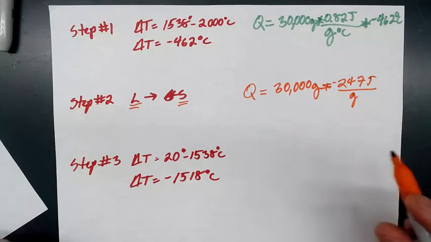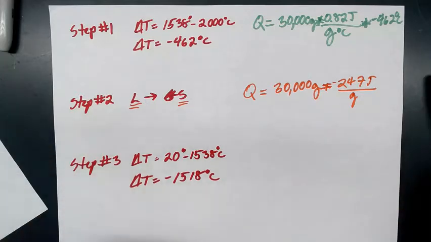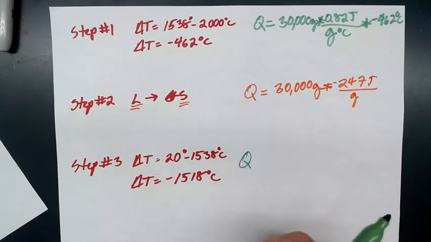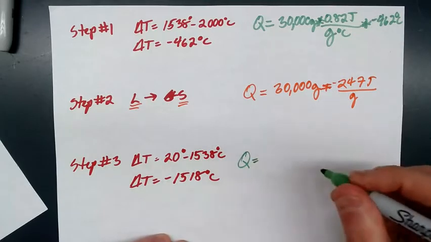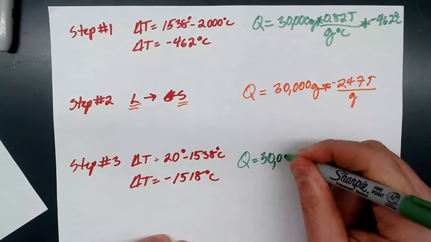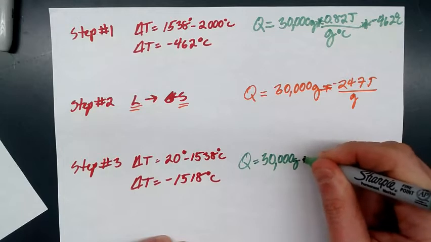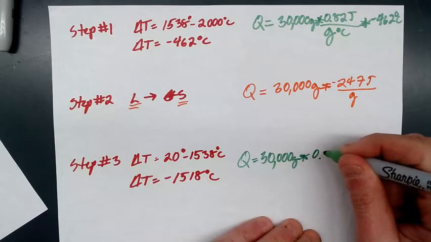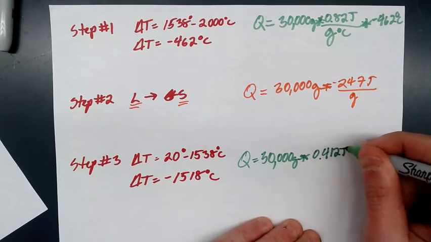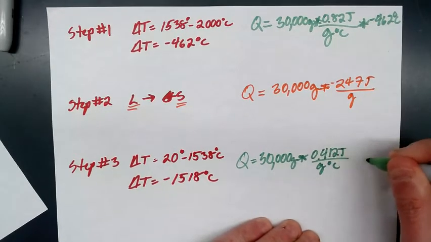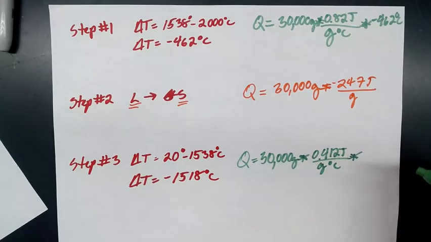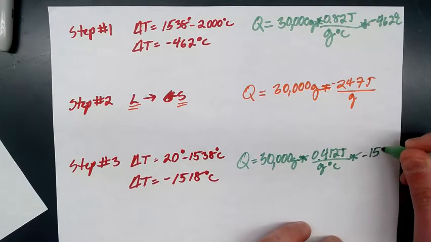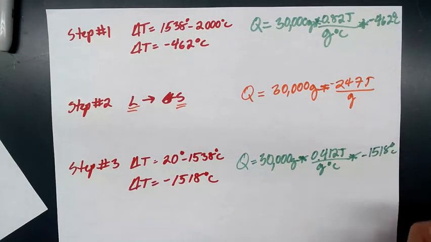And then finally, my last step is I'm going to cool down our solid. It's going to be very similar to step one, which is take our 30,000 grams. But this time we're going to multiply it by the specific heat of solid steel, which is 0.412 joules per gram for every degree Celsius. And we're going to multiply it by the change in temperature. In this case, we wrote our delta T over here of negative 1518 degrees Celsius.